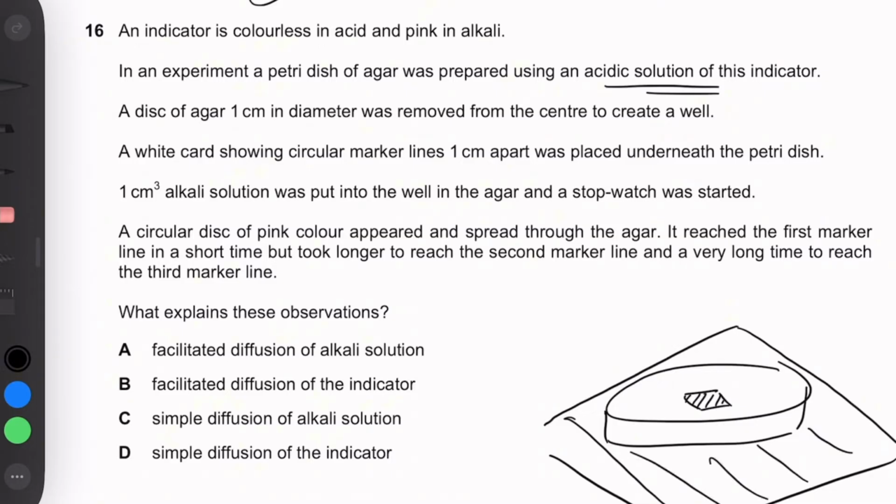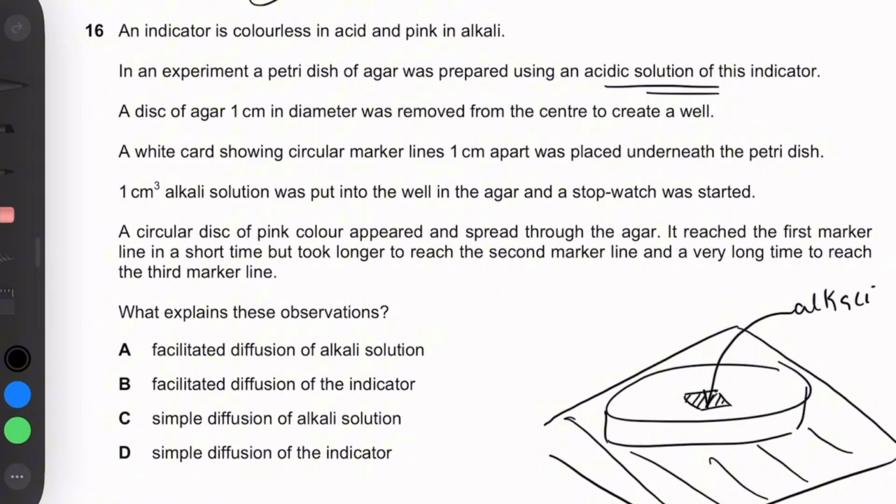Okay. So he said here, 1 centimeter cubed of alkali solution was put into the well. So we have alkali put into the well, and a circular disc of pink color appeared and spread through the agar, and it reached the first marker line in a short time, but took longer to reach the second marker line and a very long time to reach the third marker line. So which explains these observations?